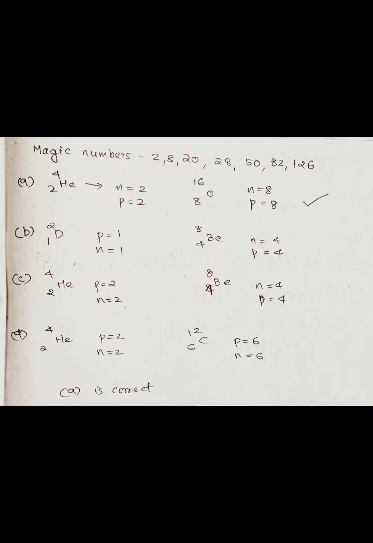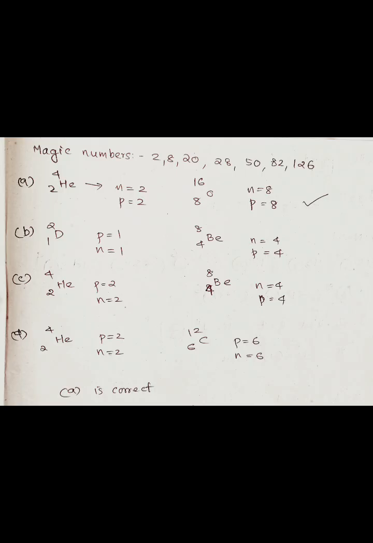In option A, it is given that 2He4 and 8O16. For 2He4, N, that is the number of neutrons, is equal to 2 and the number of protons, that is P, is equal to 2. And for 8O16, N is equal to 8 and P is equal to 8. We know that 2 and 8 are magic numbers. So option A contains the magic number of protons and neutrons.